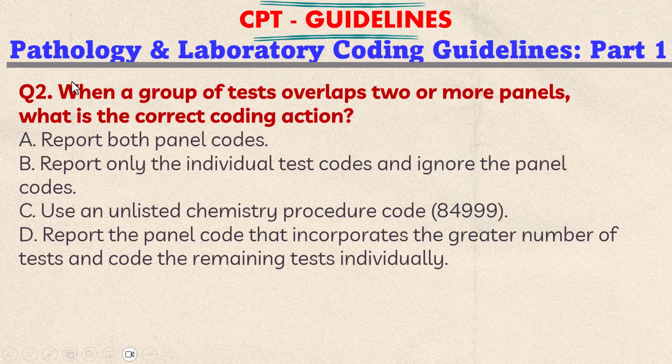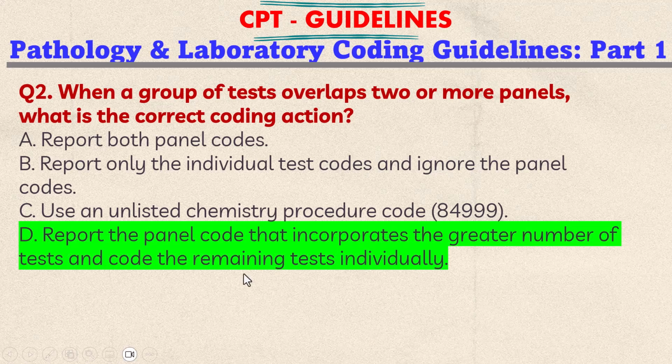Question number 2. When a group of tests overlap 2 or more panels, what is the correct coding action? A. Report both panel codes. B. Report only the individual test codes and ignore the panel codes. C. Use an unlisted chemistry procedure code, that is 84999. D. Report the panel code that incorporates the greater number of tests and code the remaining tests individually. Think the answer. The correct answer is D. Report the panel code that incorporates the greater number of tests and code the remaining tests individually.